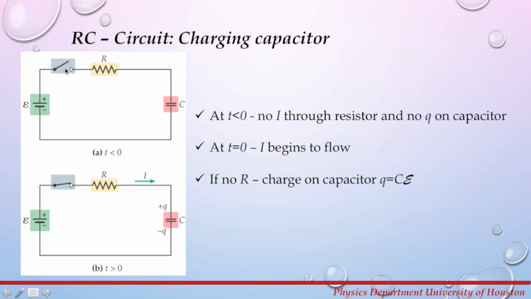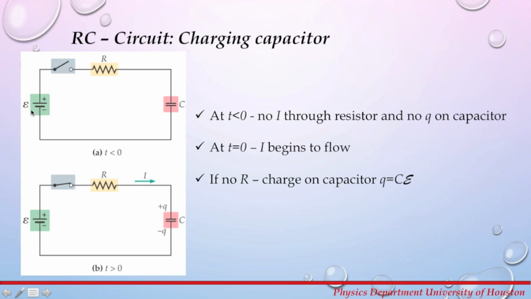Initially, the switch is open and there is no current in the resistor or charge on the capacitor. At time t equals 0, the switch is closed and current begins to flow. If the resistor is not connected in the circuit, the capacitor will immediately take on the charge Q equal to C times epsilon, where epsilon is the potential of the battery. The resistor is used to slow the charging process.